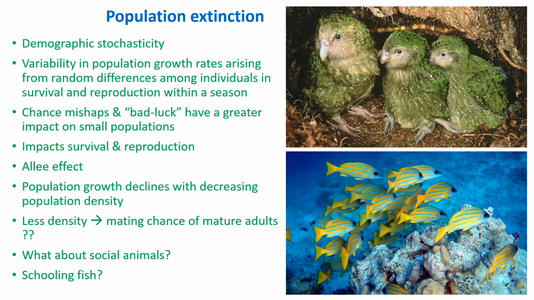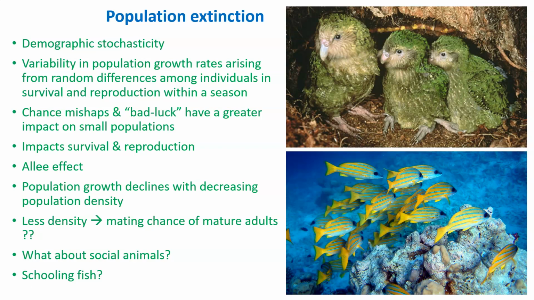If the population is lower in density, then the probability of two reproductively active males and females interacting or encountering each other is lower. So the probability of mating goes down with lower density. And if that is down, then of course the reproductive fitness also goes down. As a result, the population growth also slows down.